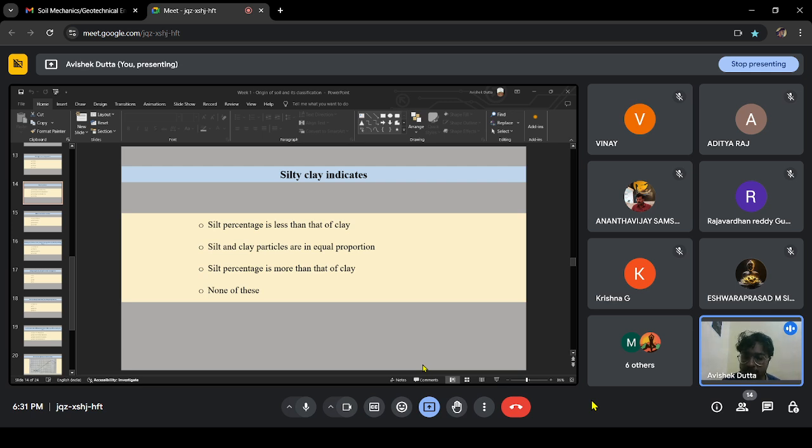I'll repeat the question once. Silty clay indicates silt percentage is less than that of clay, silt and clay particles are in equal proportion, silt percentage is more than that of clay, or none of these. I hope you have written down or taken a screenshot of this question. I'll go to the next question.